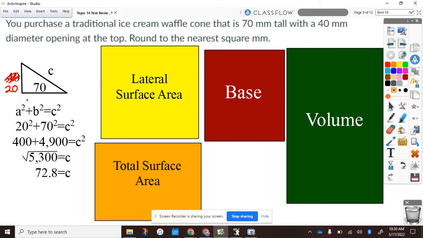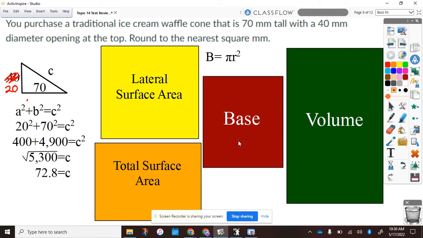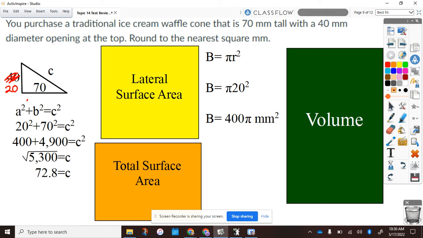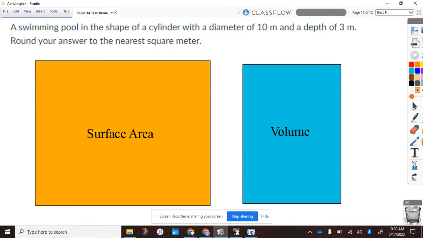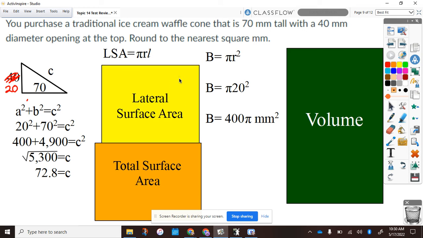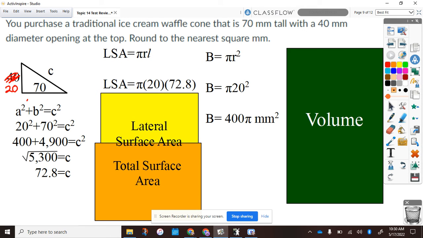Whenever we're dealing with cones, we're probably going to be using capital B at some point. Capital B, remember, is pi r squared, so it'd be 400 pi. As we look at this one, your lateral surface area does not use capital B. Lateral surface area is just pi RL. So it'll be pi times 20, your radius, times 72.8, your slant height.